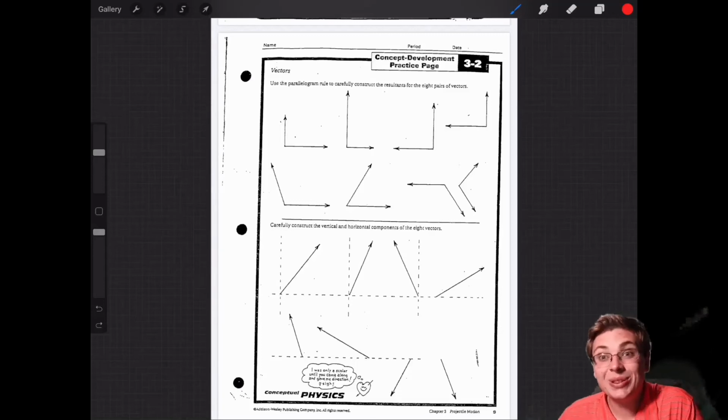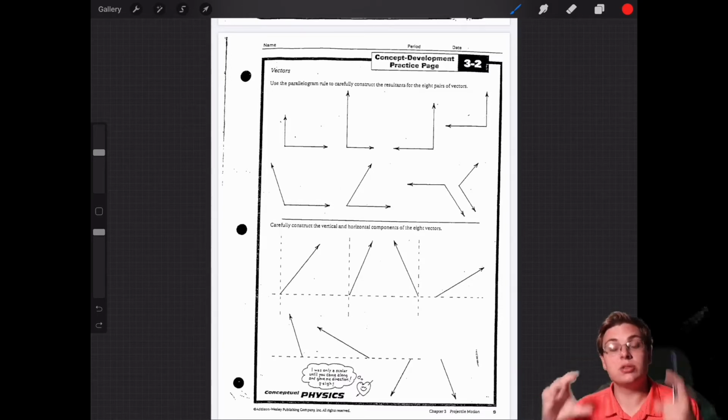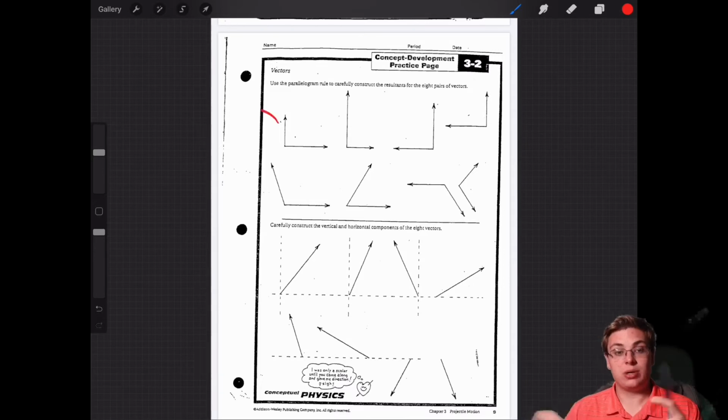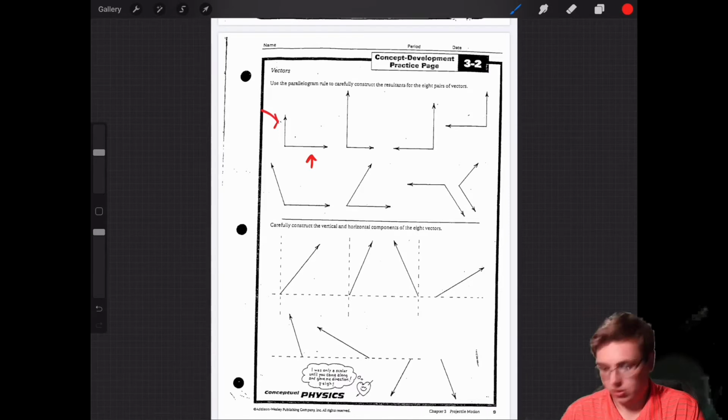So we took a look at our vector resolution and we saw, what does it mean? It means we're breaking it up, our original resultant, our original arrow, we're breaking it up into components. And what do we do when we break them up into components? We're breaking them up into these little arrows. So we take a look over here, component, component. And what do we do from there?